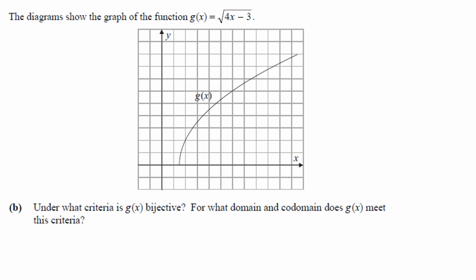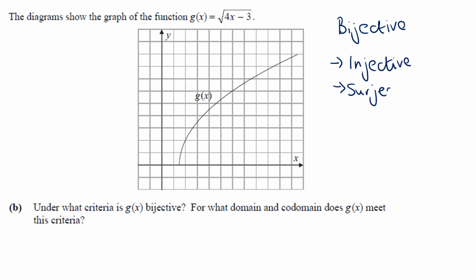So part B then says, under what criteria is g of x bijective? So bijective, remember, means it is both injective and surjective. Now, we've already looked at part A saying yes, it was injective. The next thing to look at, well, is it surjective? And the answer is no.